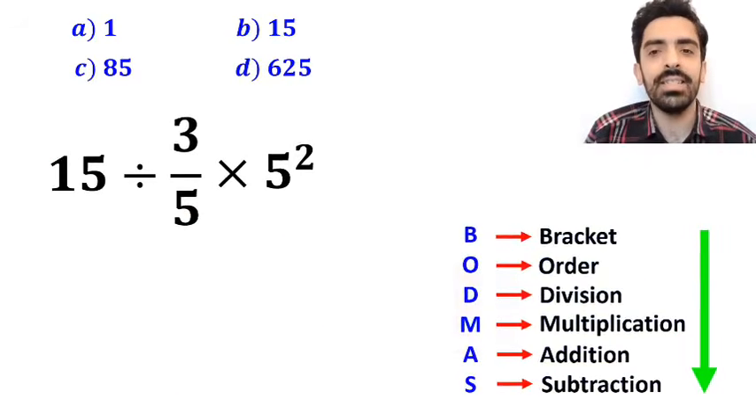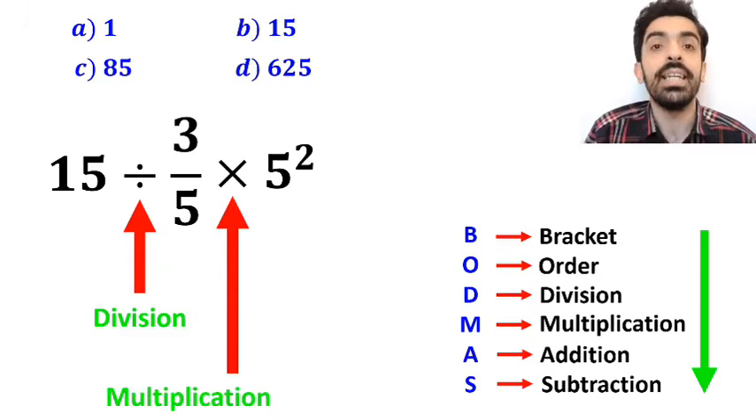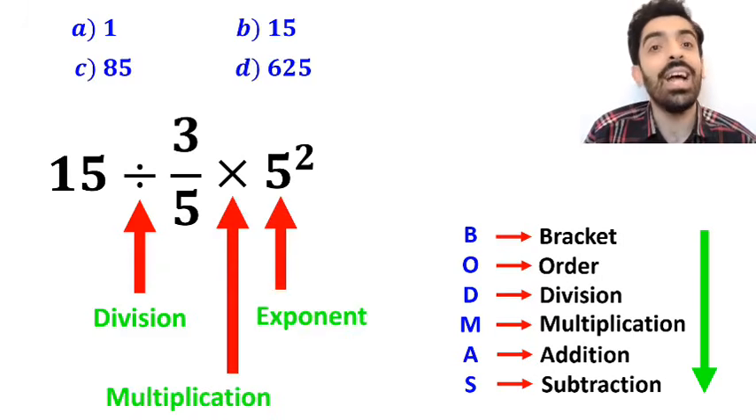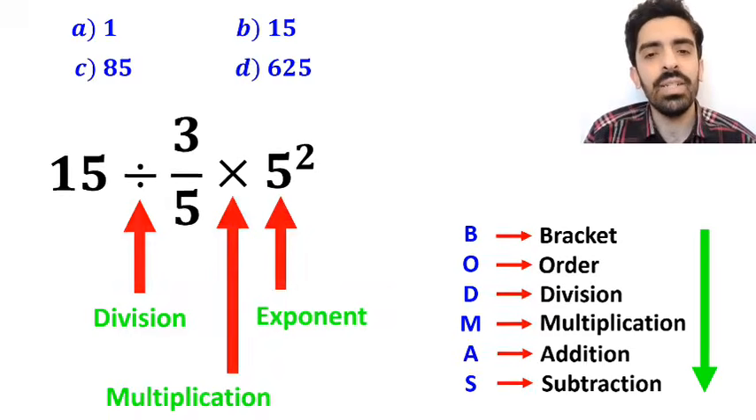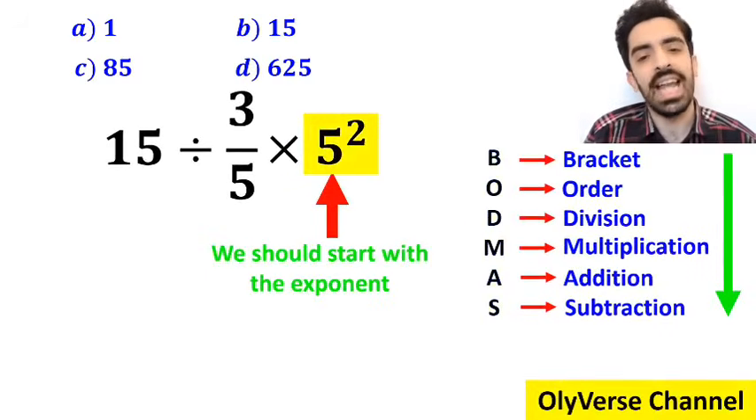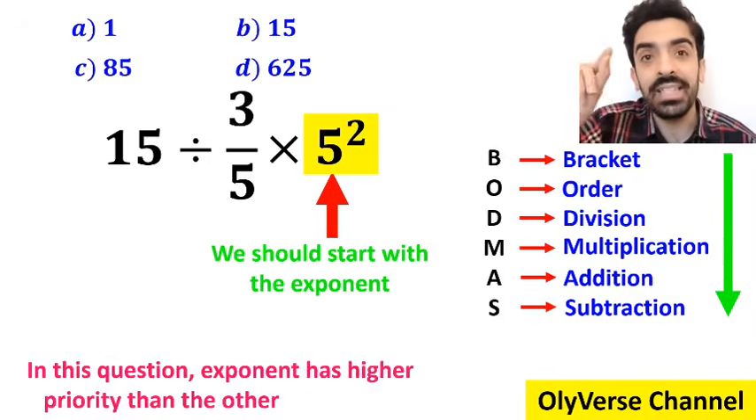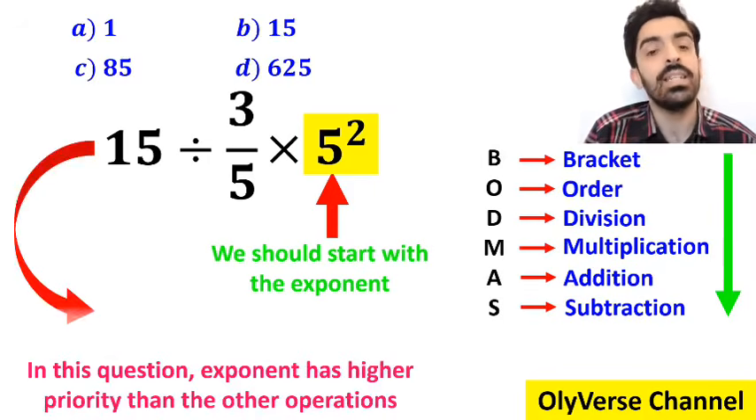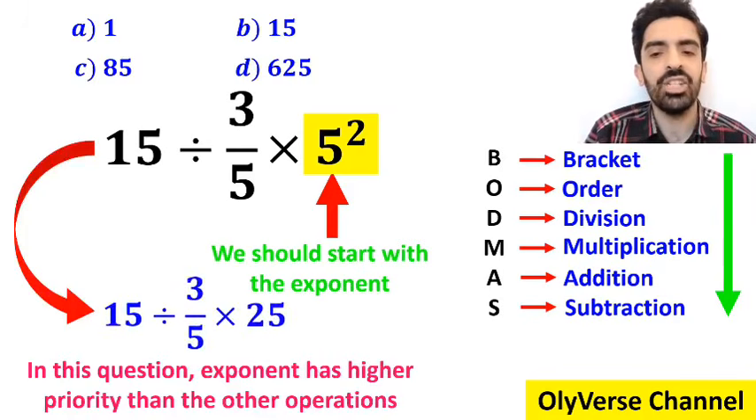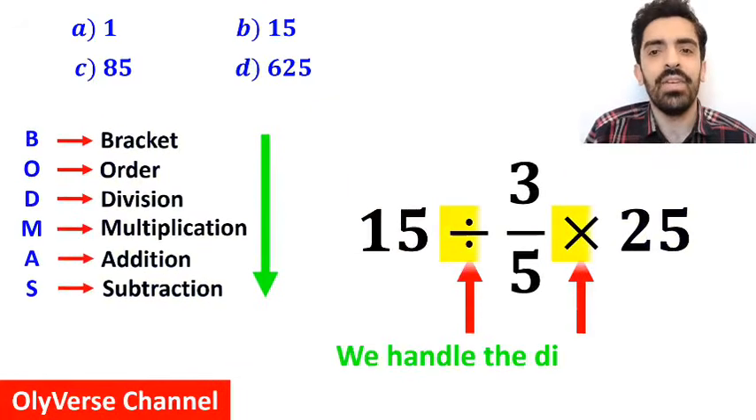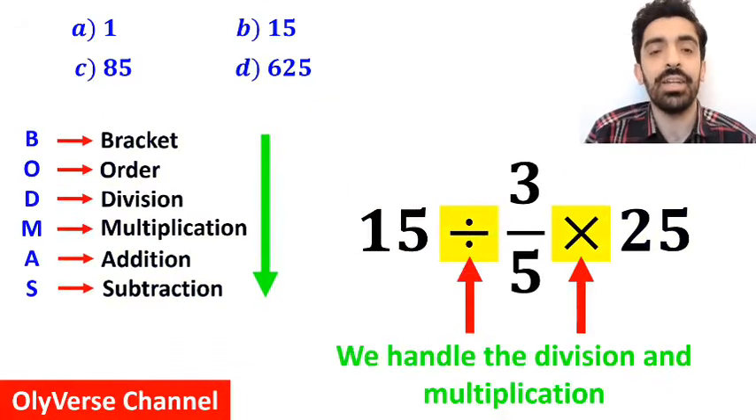Okay, as you can see on the screen, in this expression, first we have a division sign, then a multiplication sign, and finally an exponent. According to the BODMAS rule, we should start with the exponent, because in this expression, exponent has a higher priority than the other operations. So, instead of the original expression, we can write 15 divided by 3 over 5 multiplied by 25. And the next step, we handle the division and multiplication.